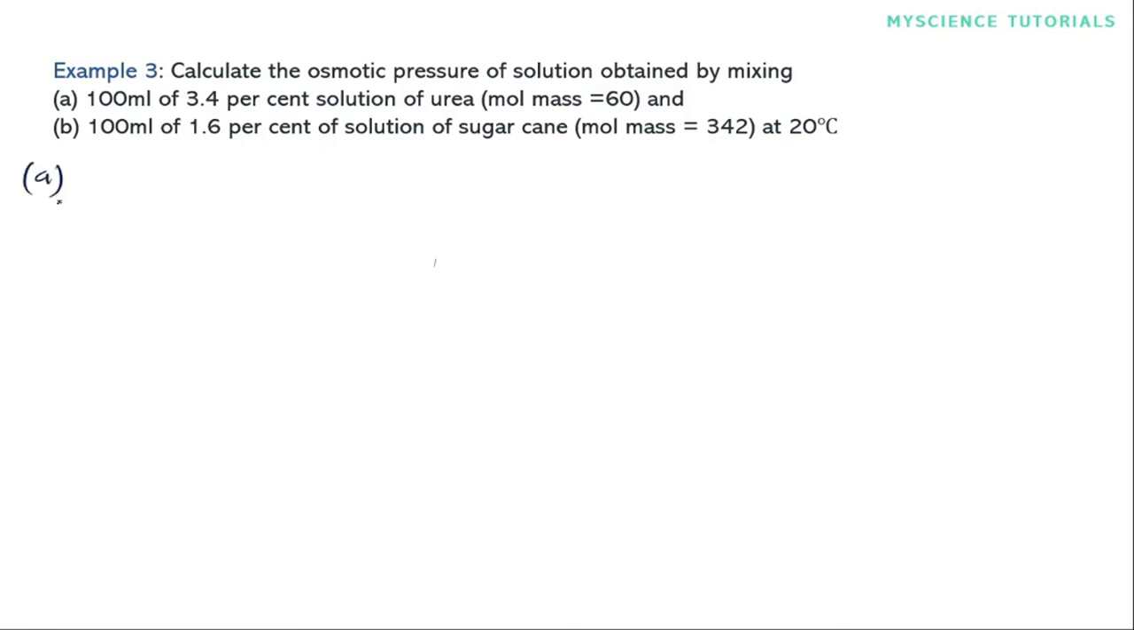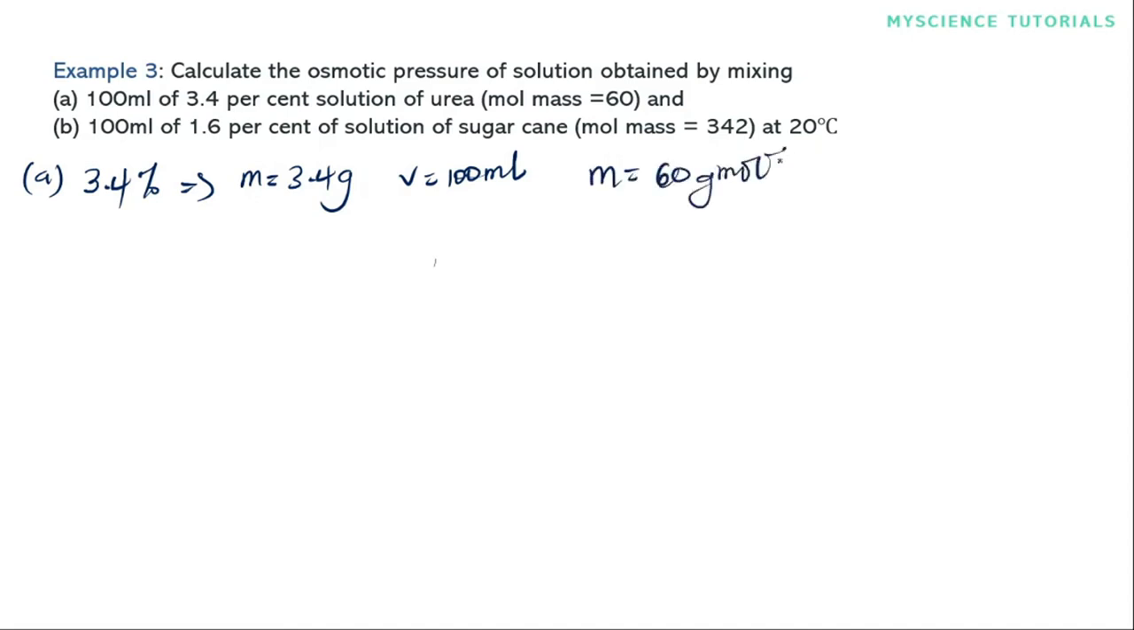the A, we have 3.4% of urea. All right, so we have 3.4%. This implies our mass is 3.4 grams and our volume is 100 milliliters, from over here. We know our molar mass is equal to 60 gram per mole. This is molar mass.